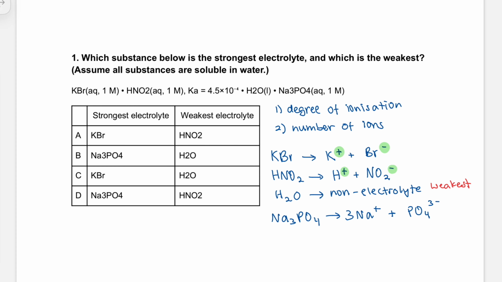And then when we look at the last one, we have a coefficient of 3 and 1 PO4 3 minus ion, so this has 4 ions in total. And it also has the highest degree of ionization with a 3 plus and then also a 3 minus. So that means this is going to be the strongest electrolyte. And then the final answer will be B.